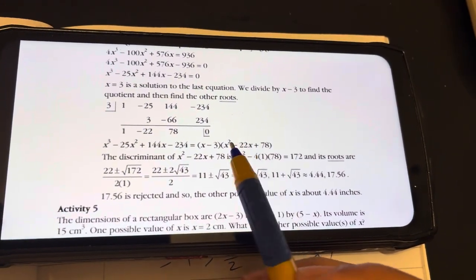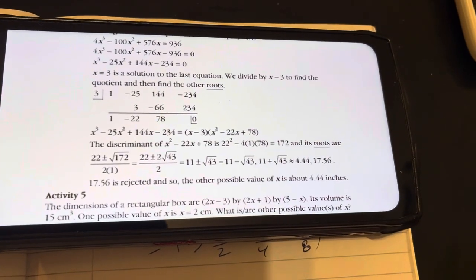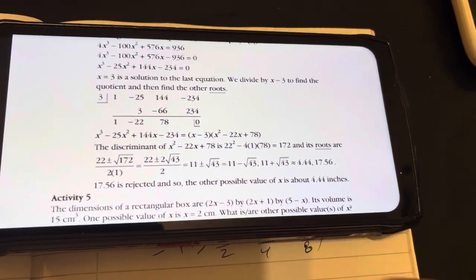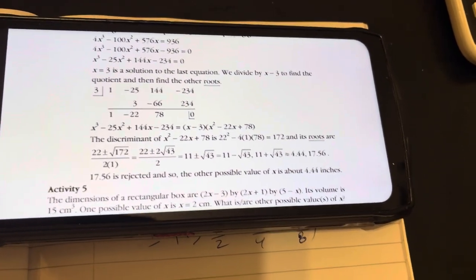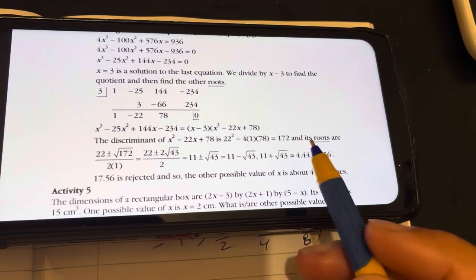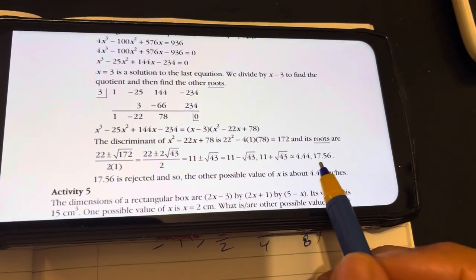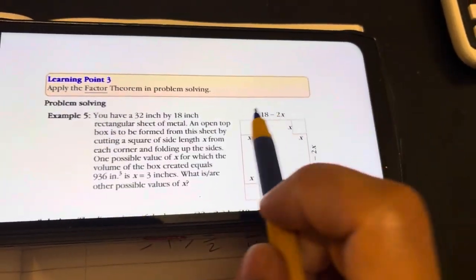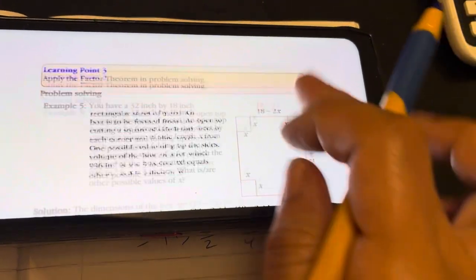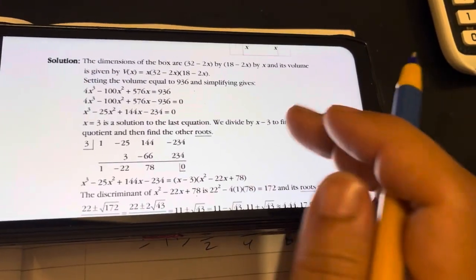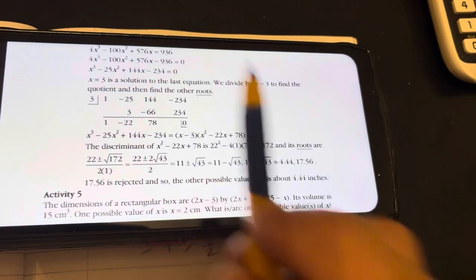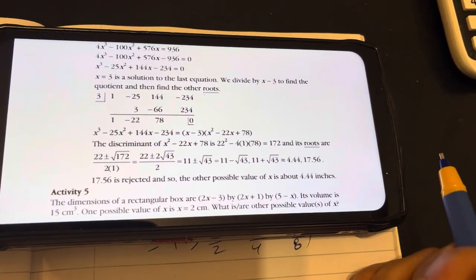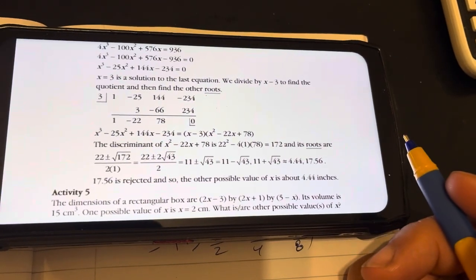So now I need to get the roots of this equation, which is the possible values of x. So you can use the formula minus b plus minus radical and so on, or, here I don't know what he used, but he got that the roots are 4.44 or 17.56. Now 17.56 is rejected because if you put 18 minus 17.56 you will have point something, so it will be very small. Your volume will never equal 936. So 4.44 is the other possible value for the height, or for x.